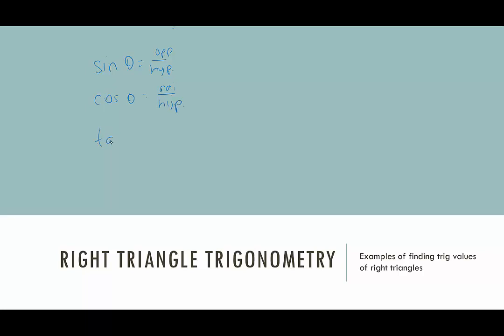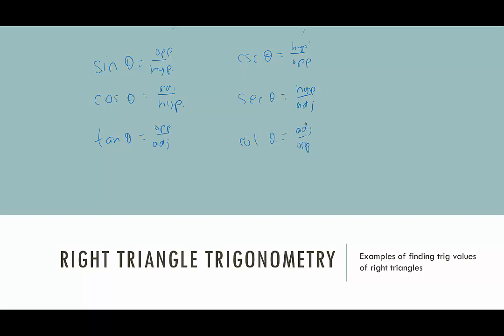Tangent of theta, where theta is our angle measure, this would be the opposite side length over the adjacent side length. And the inverse of sine is cosecant. Cosecant of theta is hypotenuse over opposite. The reciprocal of cosine is secant. Secant of theta is equal to the hypotenuse over the adjacent. And lastly, the reciprocal of tangent is cotangent, and that would be adjacent over opposite.